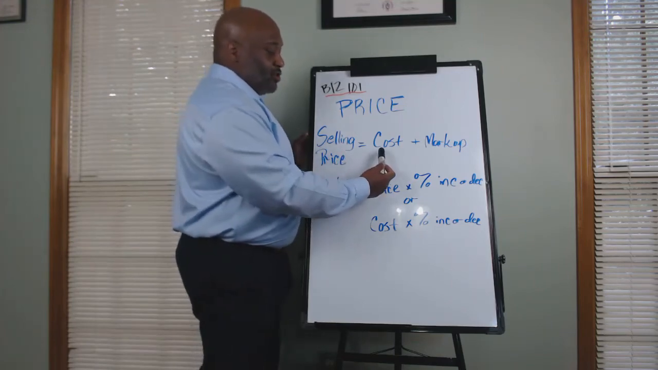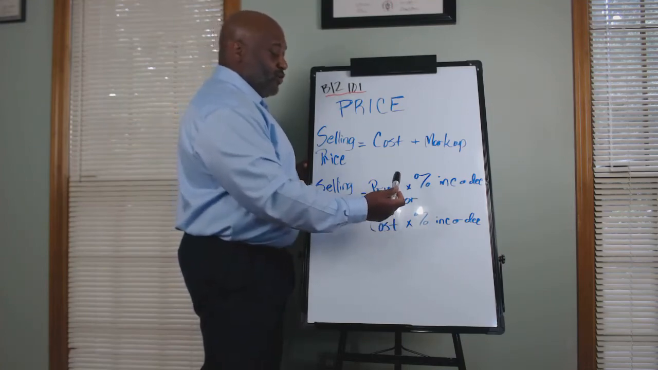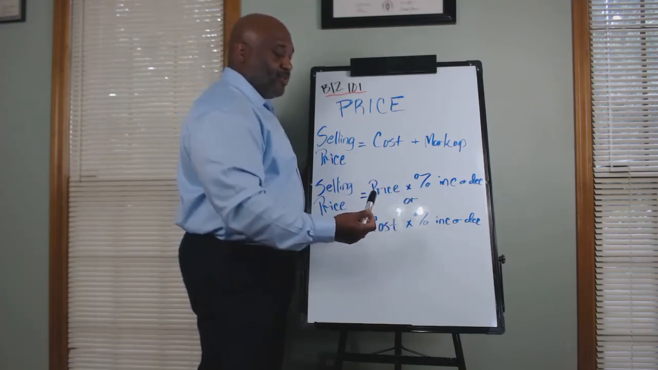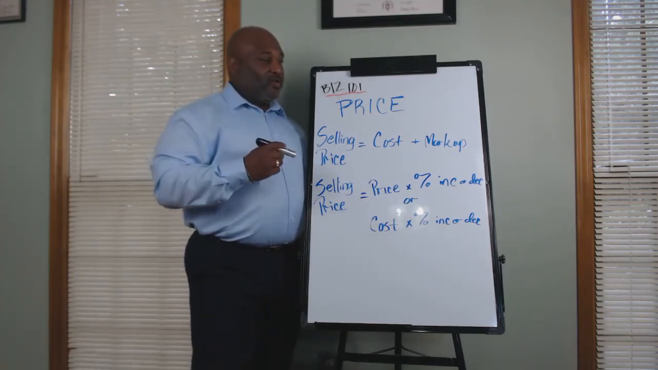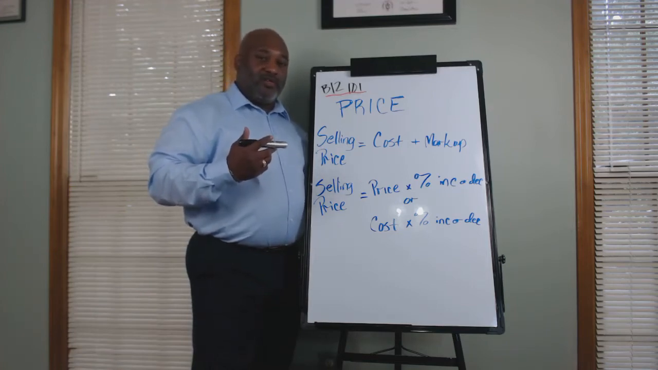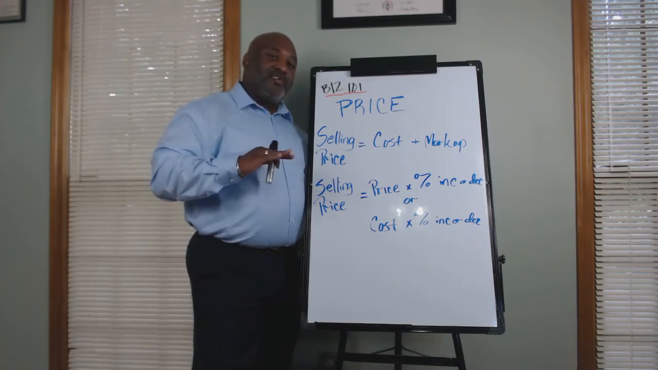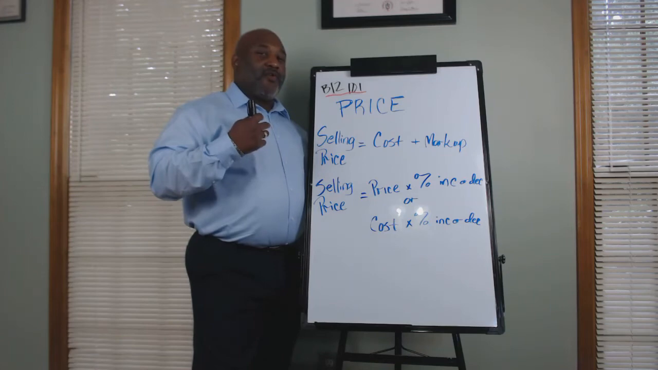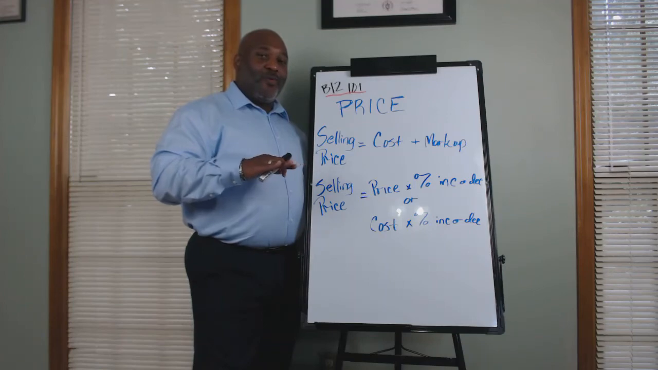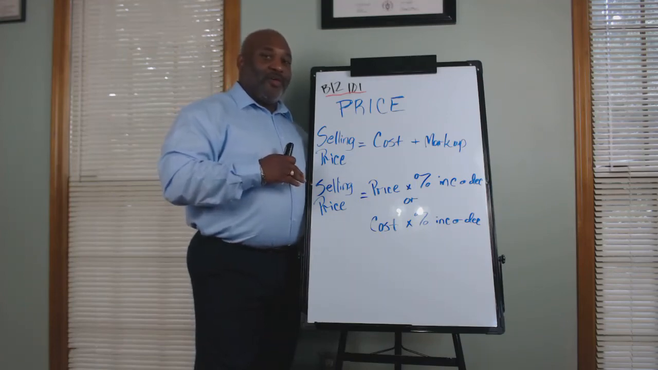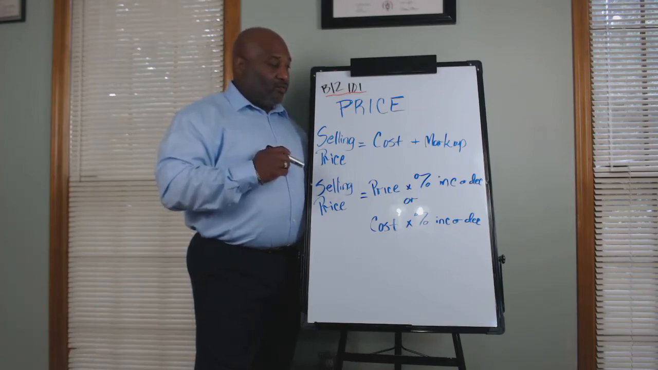The forms are cost plus markup, or price times the percentage increase or decrease, or cost times percentage increase or decrease. Regardless of which one, I can't say which one is better or worse. These are things you need to look at in terms of getting your selling price. This is so important because again, as I stated earlier, if you don't have the correct amount for your selling price and you can't cover your costs, we won't break even, or most importantly, have any kind of profit.